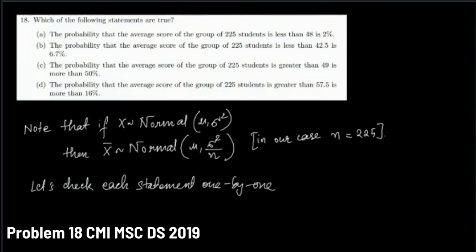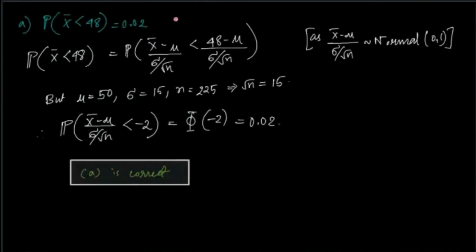So let's take each of the statements one by one. The first statement says that the probability that the average score of the group of 225 students is less than 48 is 2%. Bit long and bit confusing, so let's shorten it down to this one. Probability of x bar less than 48 is 0.02. So let's take this statement and then do some algebraic manipulation to get this.